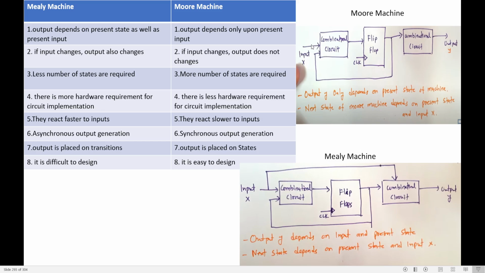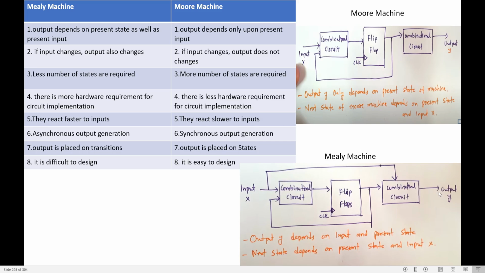In Moore, you will not get that input coming to the combinational circuit, whereas in Mealy, the input comes as a part of the combinational circuit. That is what is written in the first point. In Mealy, the output depends not only on the present state but also on the input. What about Moore machine? The output depends only on the present state. Okay? If input changes, what happens in Mealy? The output also changes. Can you see?